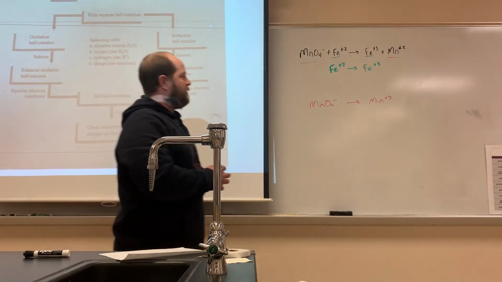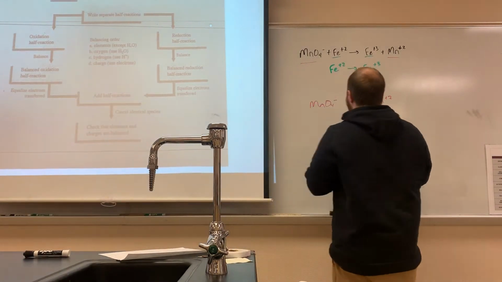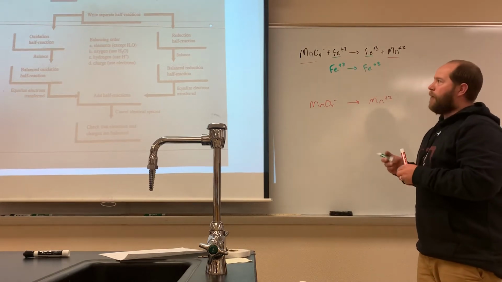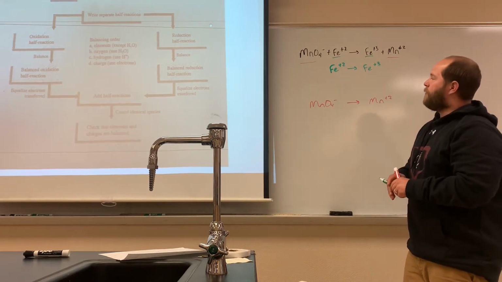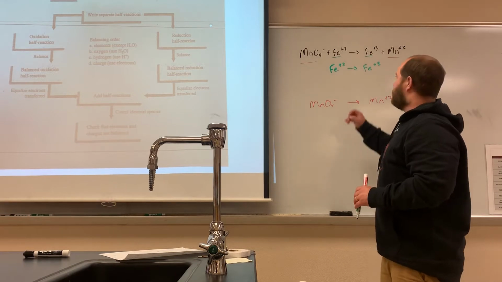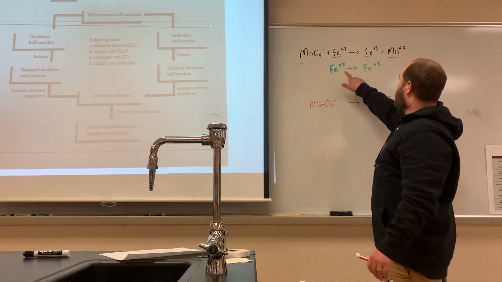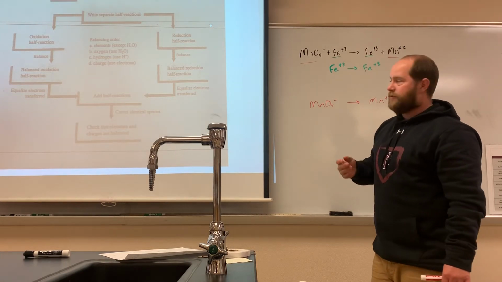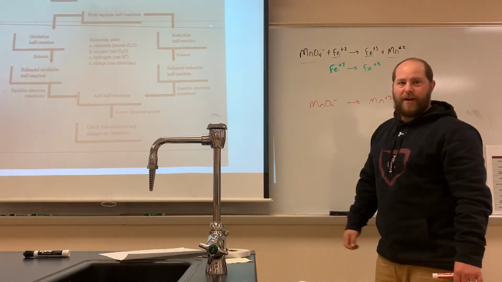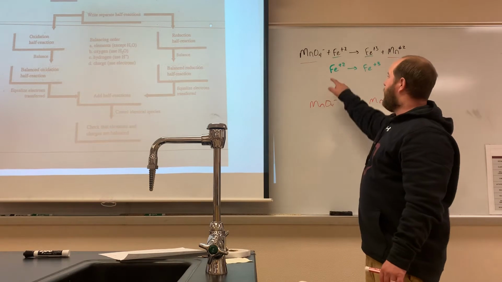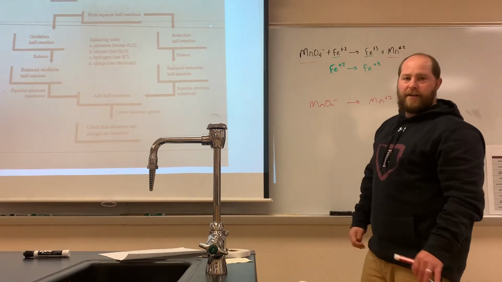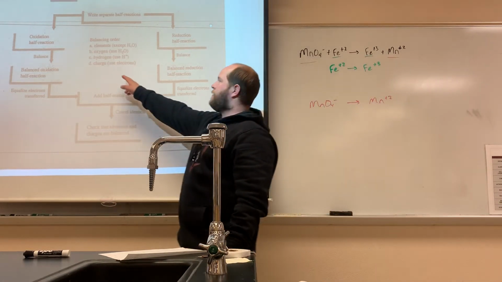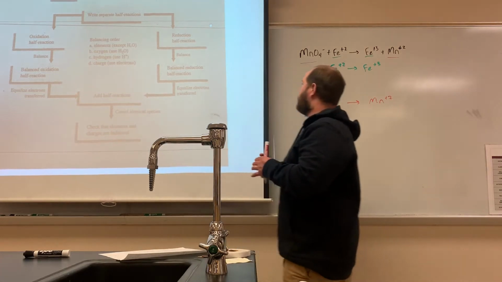So let me show you the balancing order. Let's look at the iron one. So going through the order, it says balance elements except for hydrogen and oxygen. Well, I have one iron, so that's good to go. Balance oxygens. Well, there's no oxygens to balance, so we're good. Letter C, hydrogens, nothing.